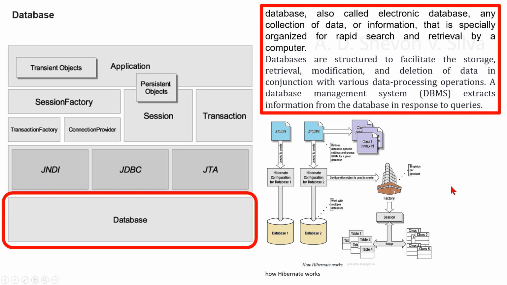Now we are focusing on database. Database, also called electronic database, is any collection of data or information that is specially organized for rapid search and retrieval by a computer. Databases are structured to facilitate the storage, retrieval, modification, and deletion of data in conjunction with various data processing operations. A database management system, DBMS, extracts information from the database in response to queries.